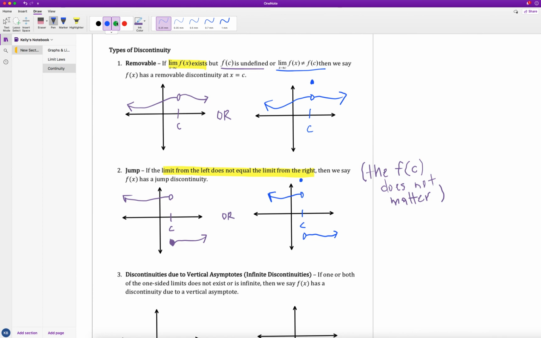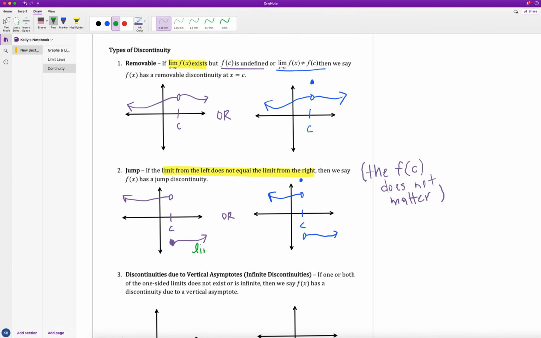There could also be a case where there's maybe no filled in circle at all, or maybe the filled in circle is with the limit from the left. It actually does not matter where that filled in circle is. All that matters here is that the limit from the left doesn't equal the limit from the right.